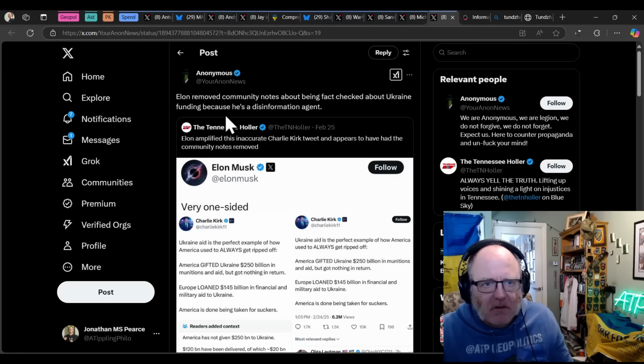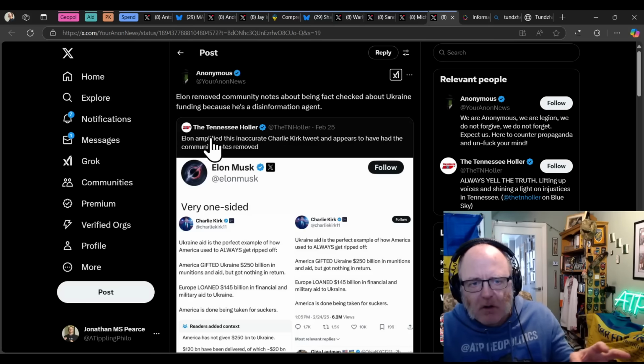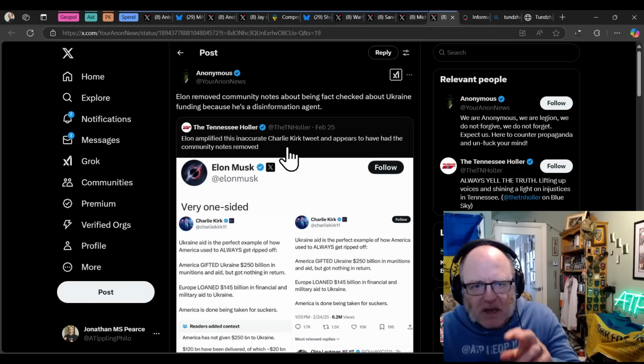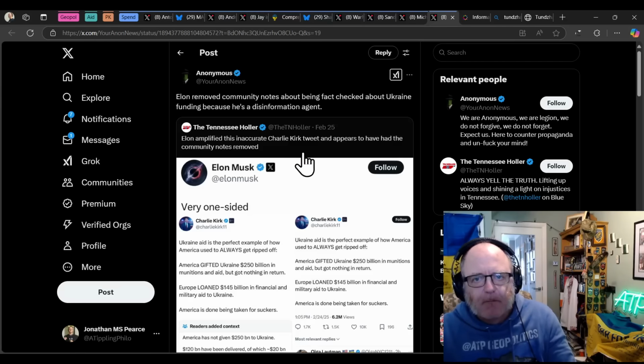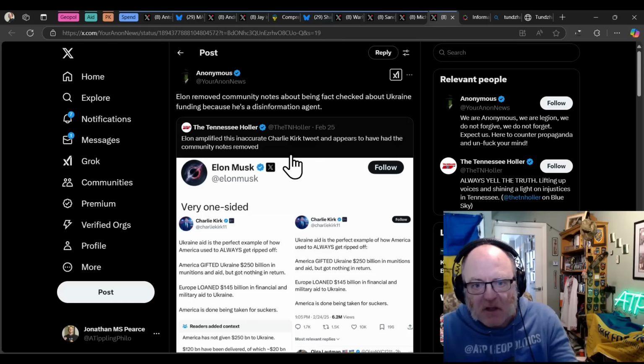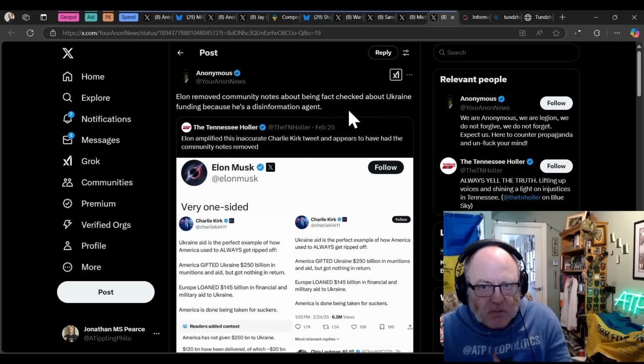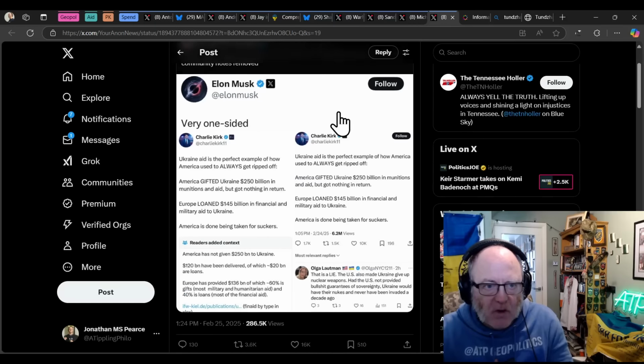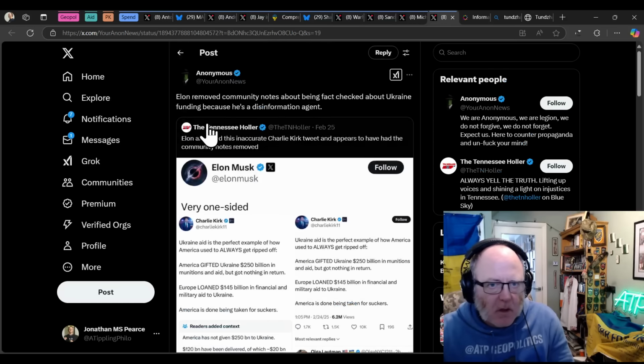Absolutely outrageous. Elon removed community notes about being fact-checked about Ukraine funding because he's a disinformation agent. So just be careful. Not only is Elon, as Tennessee Holiday here says, amplifying inaccurate Charlie Kirk tweet, he appears to have had the community notes removed. That's something that we have seen before Elon Musk do, and it's happening still. And when it's with regard to Ukraine, it's particularly galling for me and for you guys, I'm sure, because we are so invested in this war and the accuracy concerning the war.